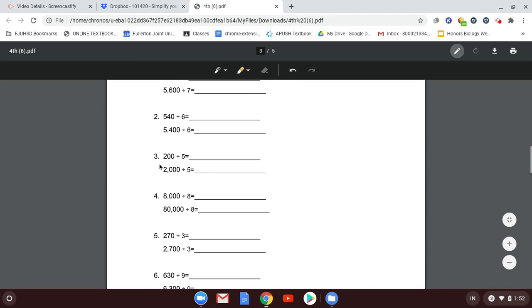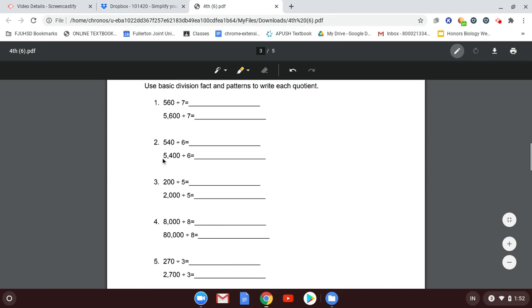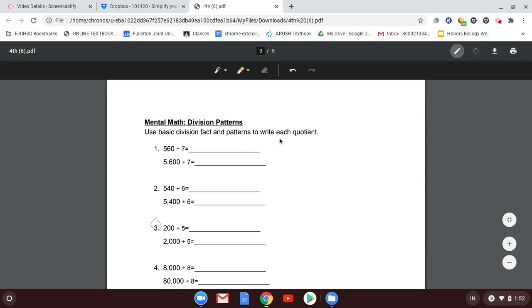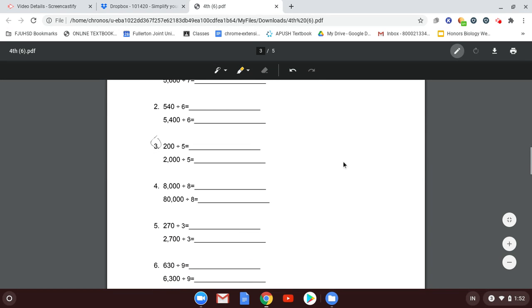Okay, so this one should be okay. So first let's try number 3. So we have to use basic division facts and patterns to write each quotient. So let's try doing 20 divided by 5 first. 20 divided by 5 is 4. Okay, then 200 divided by 5 is 40.